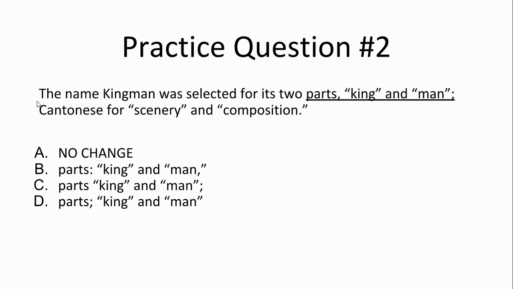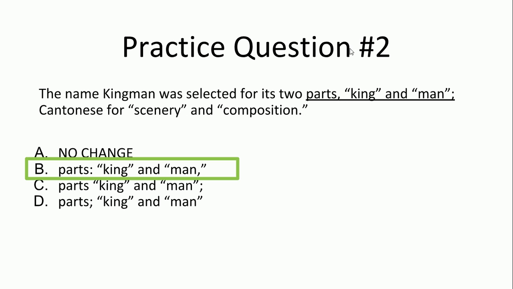Practice question number 2. The name Kingman was selected for its 2 parts, king and man. Cantonese for scenery and composition. Okay, we got commas, semicolons, colons, all sorts of things going on here. Let's look at what's happening. Well, actually, first I'll tell you that B is right, and now let's go through why.